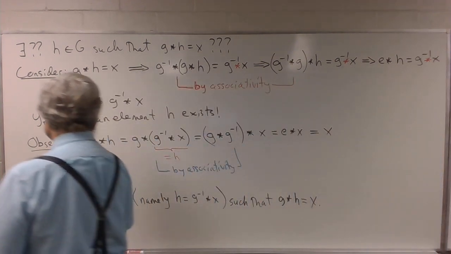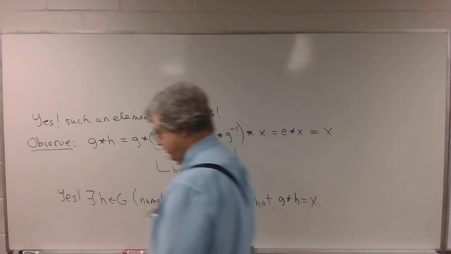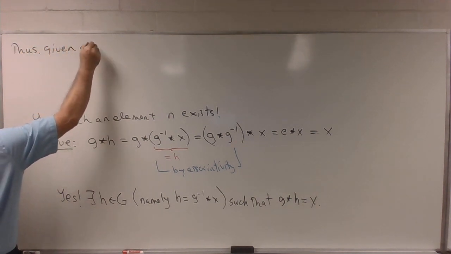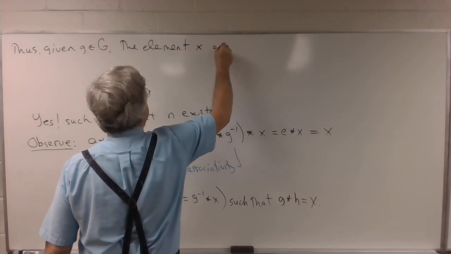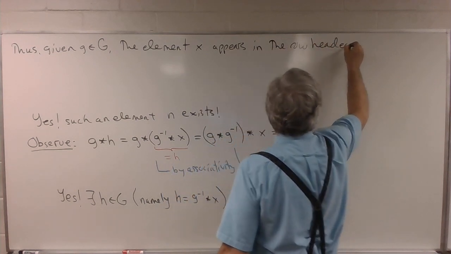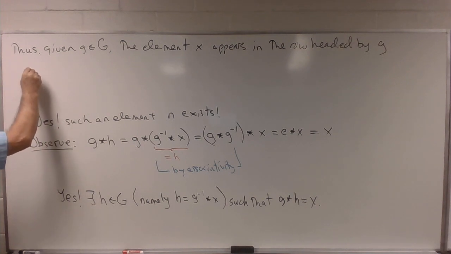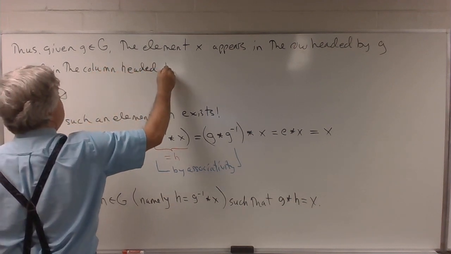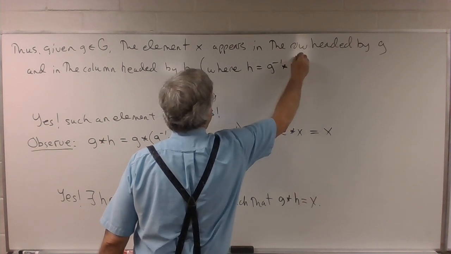Now, what did all of this mean? Given an element little g in set G, the element X appears in the row headed by g, and in the column headed by h, where h equals g inverse star X.